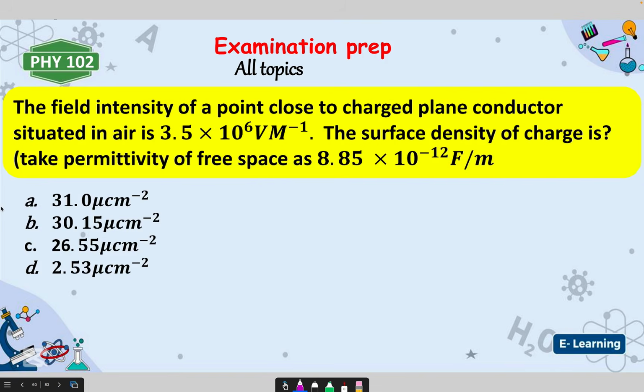28.8 ohm. Now, the field intensity of a point close to a charged plane conductor situated in air is this. The surface charge density is. Now, how do we calculate for the surface charge density? Now, there's a formula for calculating the surface charge density. I'll come back to this particular question.